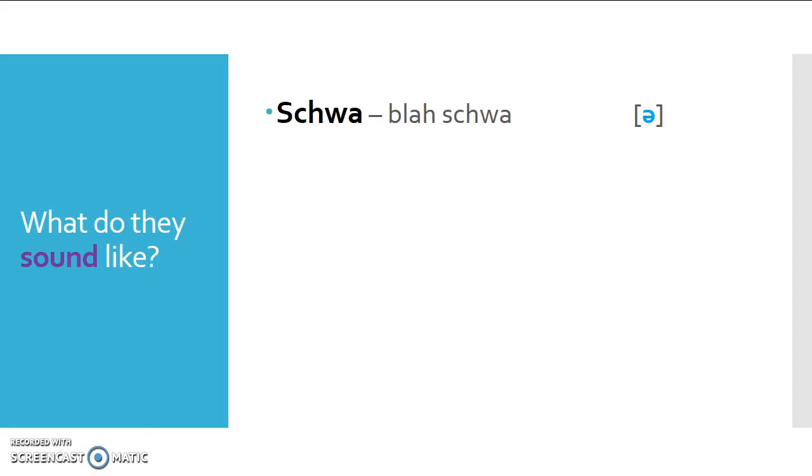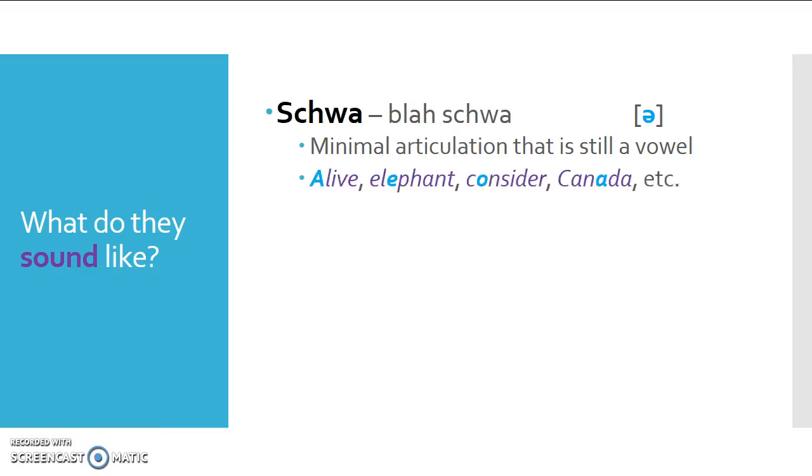Schwa is that special sound. I call it blah schwa. It's that minimum articulation you can do and still have it big enough to be considered a vowel. It's that kind of grunting sound. So we get it at the beginning of a word like alive, in the middle of elephant, the beginning of consider, and in Canada, which is the guide word I usually put on the charts for you.